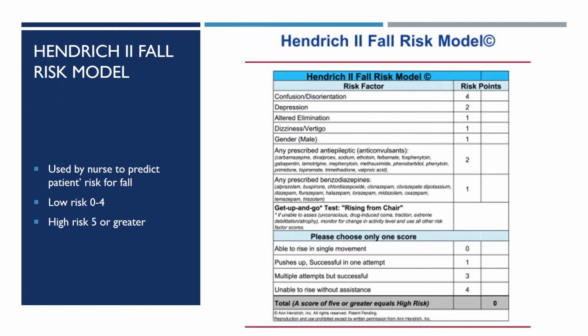The Hendrick II Fall Risk Model uses the categories confusion or disorientation, depression, altered elimination, dizziness or vertigo, gender, administration of antiepileptics or benzodiazepines, and get up and go test or ability to rise in a single movement test. A score of 0 to 4 indicates a fall risk of low, while a score of 5 or greater indicates a fall risk of high. The highest score for this assessment tool is 15.